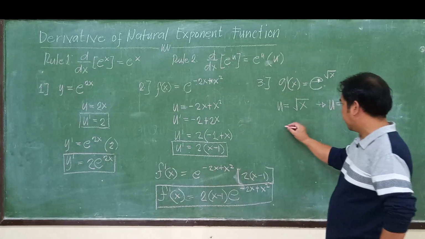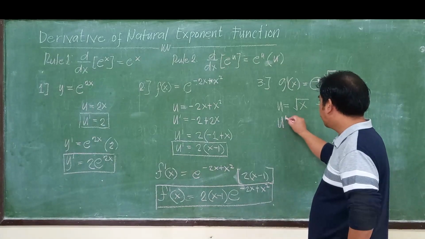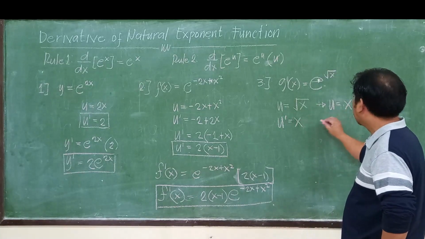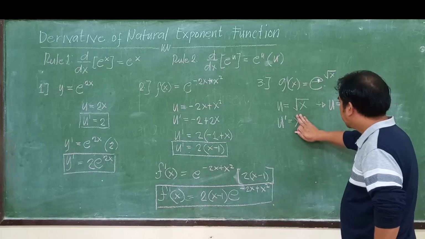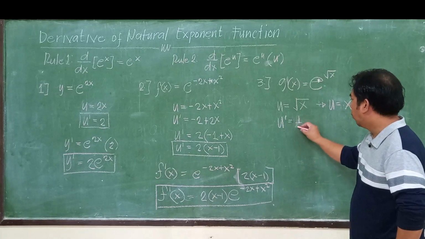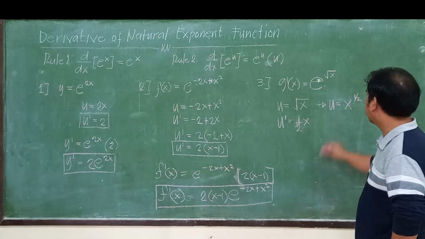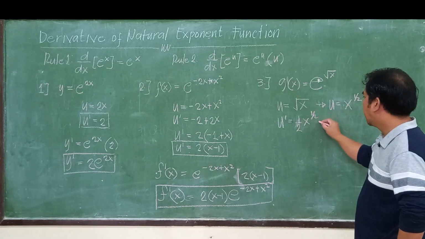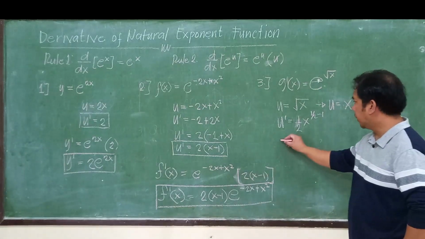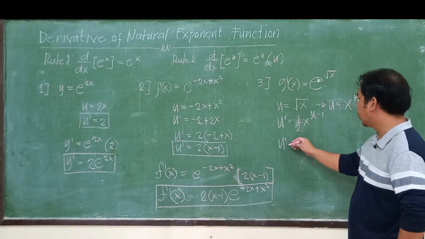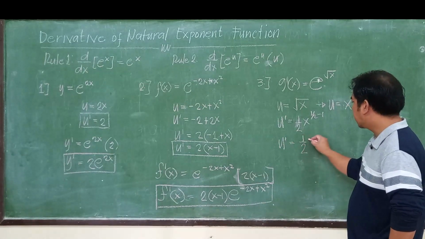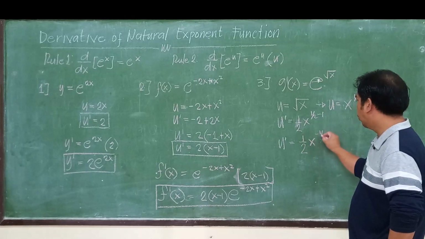So what would be its derivative? So we have now in here u prime of x. The u prime now is the same as 1/2 x raised to 1/2 minus 1. Now, having said that one, we can now have the derivative of the u, which is u prime. That is the same as 1/2 x raised to negative 1/2.